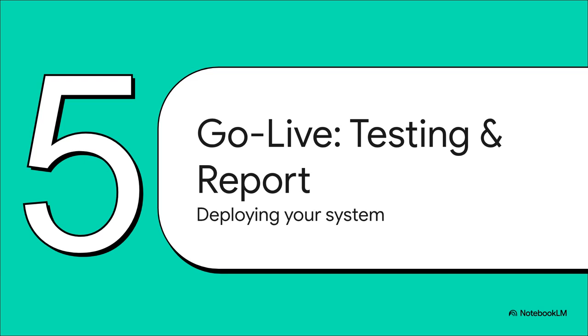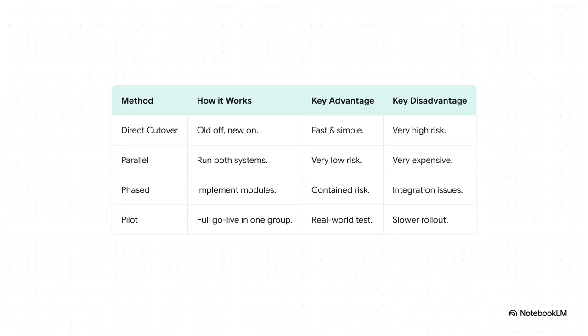So our app is built, our AI is humming along, we're at the final stage. Section 5, Go Live, Testing and Reporting. It's time to launch this thing, but we have to do it right. When it's time to go live, you've basically got 4 main strategies, and you need to know the trade-offs for each one. You could do a direct cutover, just flip the switch.